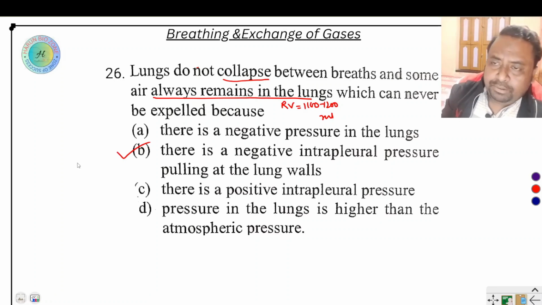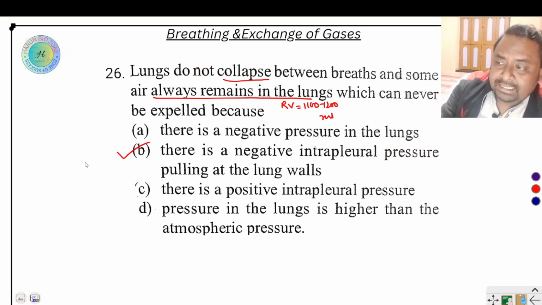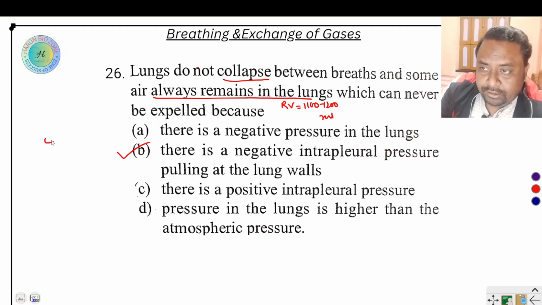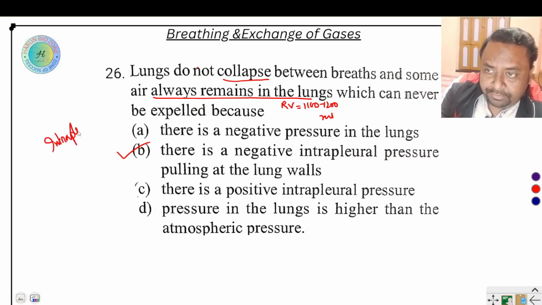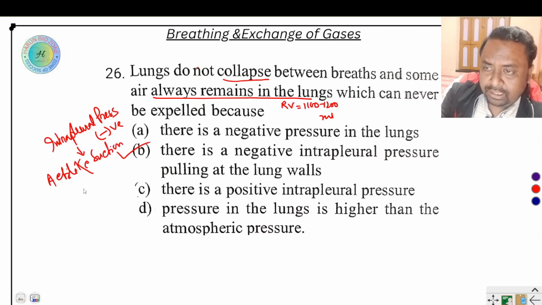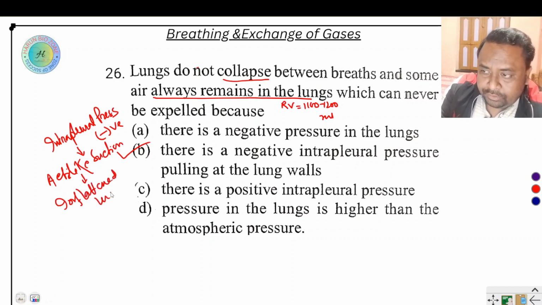The intrapleural pressure is negative, which acts like suction to keep the lungs inflated. Intrapleural pressure, okay, it is negative. Why negative? This negative is caused by three things.